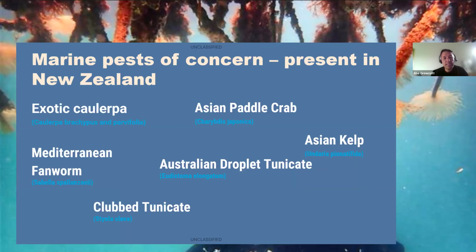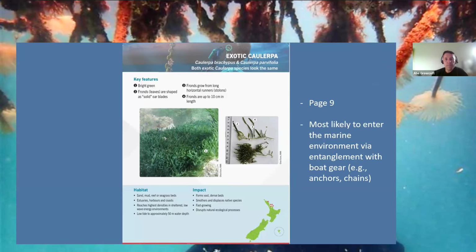All right, so they're the species that aren't known to be present in New Zealand at the moment. And so for the rest of these species, they are established in New Zealand, but in localized areas. So let's get to it. So first off is exotic Caulerpa.